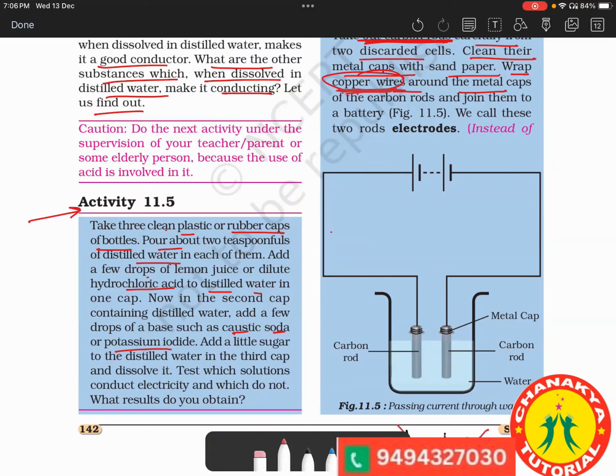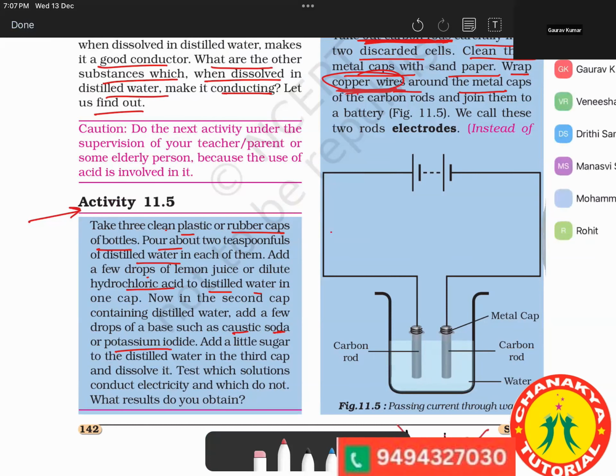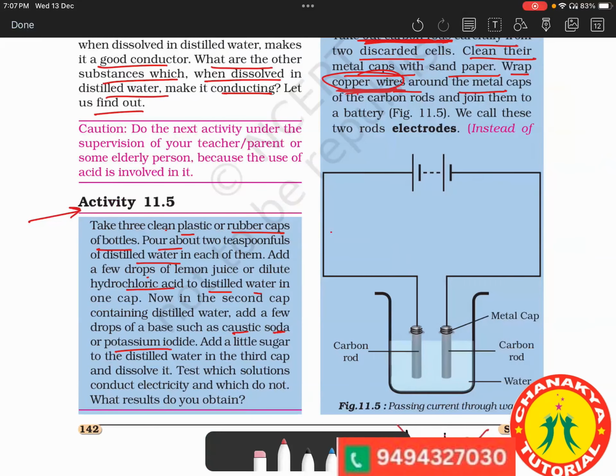Okay, can you tell me why we use the outer layering as plastic in the wires? Sir, so that we don't get electric shock. Plastic is a bad conductor of electricity. Perfect, perfect. Good answer, Dhriti.